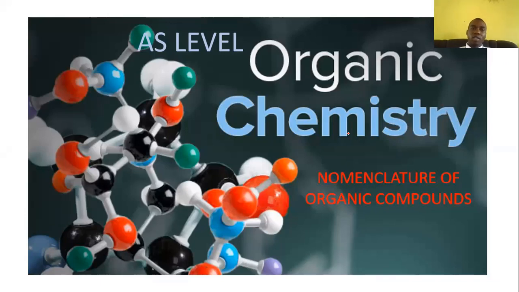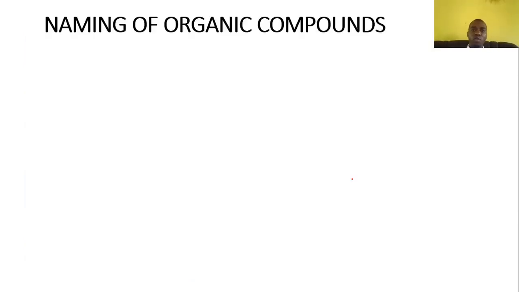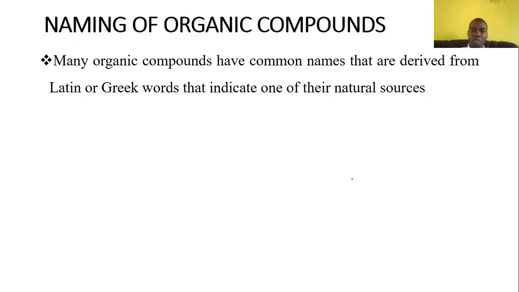In this lesson, we're going to deal with AS level organic chemistry. The topic that we're looking at is nomenclature of organic compounds. So let's first of all just talk about the naming of organic compounds. Many organic compounds have common names that are derived from Latin or Greek words that indicate one of their natural sources. So depending on where it comes from, they can come up with a name there, and that one is what we call the common name.